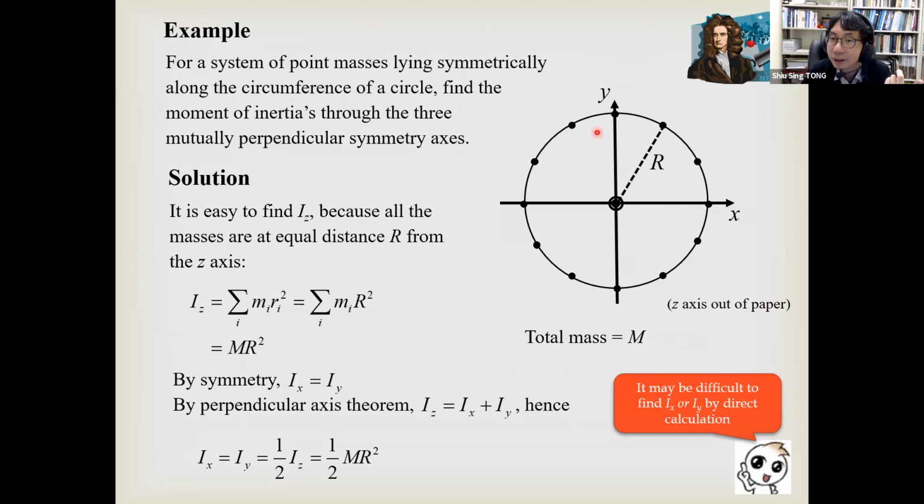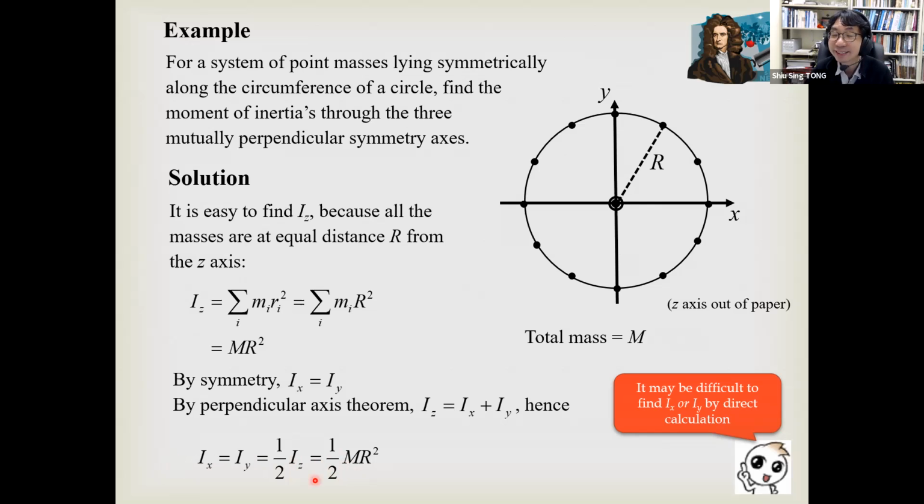But by symmetry, because the masses are symmetrically distributed about the circle, I_x and I_y are just the same. If you rotate the whole object about the x-axis, it has the same moment of inertia as when I rotate about the y-axis. They are just the same because the distribution is symmetrical. So that means by the perpendicular axis theorem, I_z is equal to I_x plus I_y. But with I_x and I_y the same, both I_x and I_y are equal to 1/2 of I_z. And so I_x and I_y are equal to half MR squared.